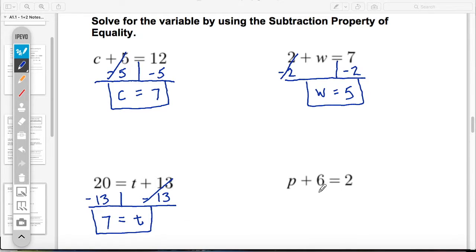Right. In our last example here, one more t-chart. Subtract 6 on this side. 6 minus 6 is 0. Subtract 6 on this side. So I'm left with a p equals 2 minus 6, which if we look at a number line is negative 4. Awesome, let's move on.